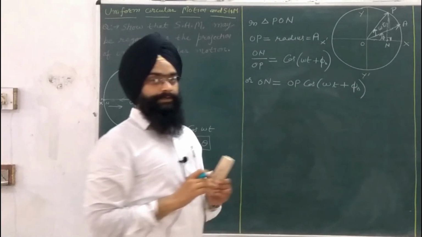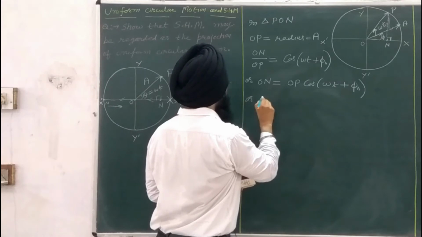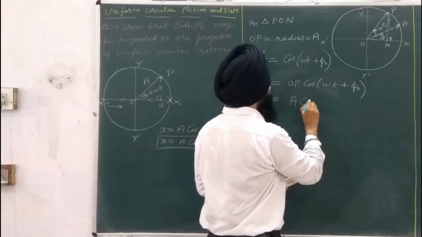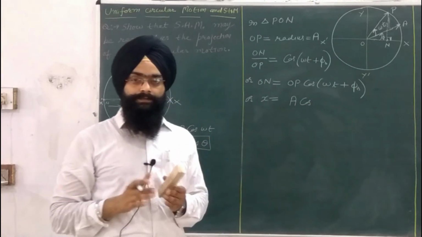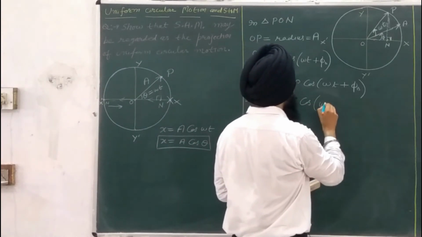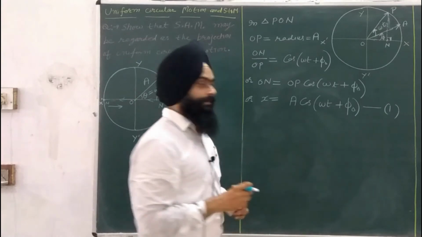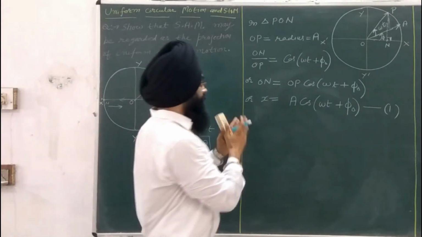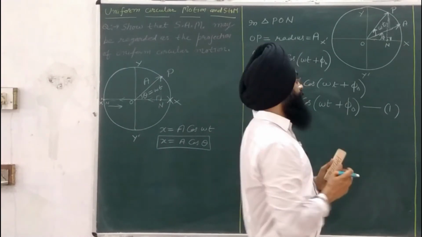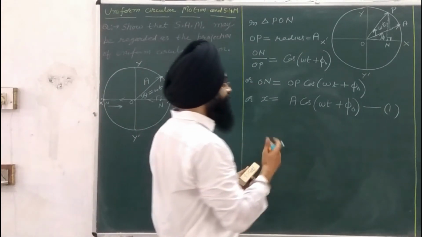Since this projection represents the displacement of the particle, we can write the ON as x. So x is equal to OP, which is the amplitude A. Since the particle is bound in the circular motion, its radius is fixed. So the extreme position is called the amplitude, so that's why it is capital A here, cos of omega t plus phi naught. So you can see here that from the uniform circular motion, we have derived the value of displacement for the simple harmonic motion. Similarly, we can derive the equation in sinusoidal form, in the sine function form.